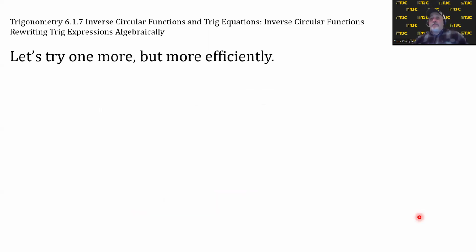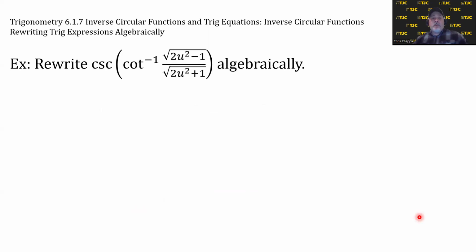Let's try one more, but efficiently. We're going to, oh my gosh, what is this? We're going to rewrite cosecant of cotangent inverse of square root of 2u squared minus 1 over square root of 2u squared plus 1 algebraically. And yes, you encounter situations like this in calculus.